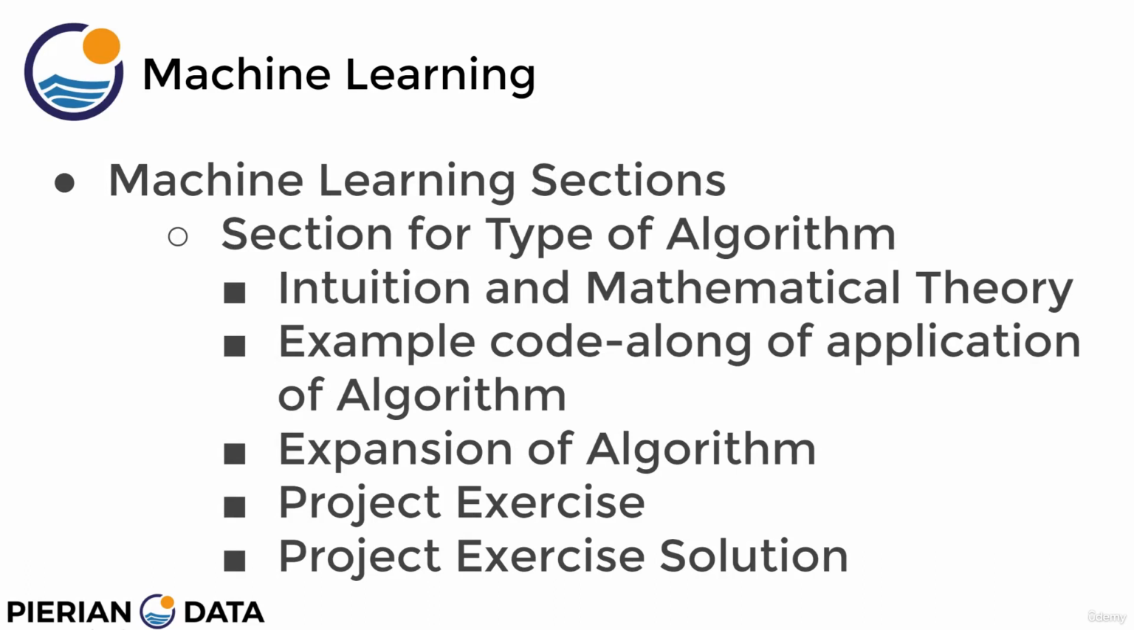Pretty much for the rest of the course, we're going to have these machine learning sections where we have a section for each type of algorithm. For example, we'll have a section for logistic regression, another section for random forests or tree-based methods, another section for things like k-means clustering, and so on. Most of these sections are organized the exact same way. We have an intuition and mathematical theory discussion on the algorithm. We have an example code along of an application for the algorithm. We may then have discussions on expansions of the algorithm, maybe on hyperparameters or regularization, or anything that's not covered in the very basics of implementing the algorithm. And then we'll test your skills with a project exercise and go through the solution.